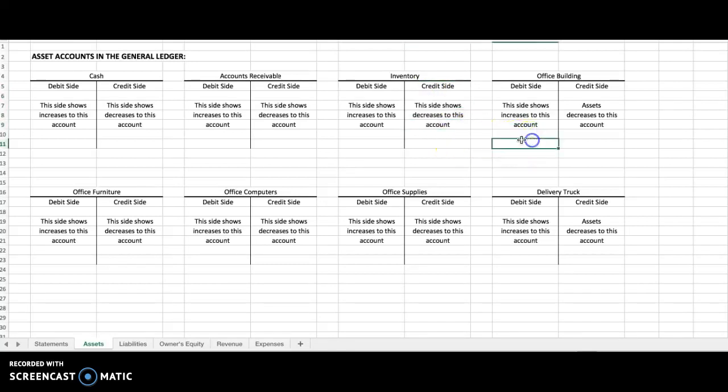And I could do the same thing with office building. If we buy a building, we show it on the increase side. If we would sell the building, we would show it on the decrease side. And that would be the same thing with office furniture, computers, supplies, and delivery truck. An important concept.